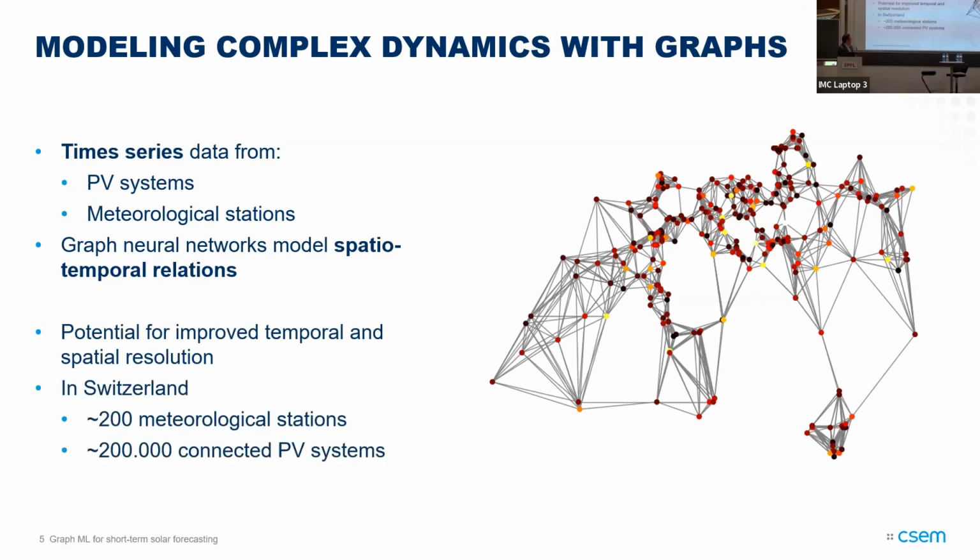One of the motivations is, for example, just in Switzerland, we have around 200 weather stations from MeteoSwiss. They are connected weather stations. But on the other hand, we have more than 200,000 PV systems connected to the grid. There are more, but just 200,000 connected, where we could have data all across Switzerland, providing measurements of the irradiance field.